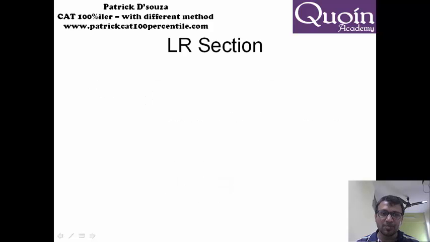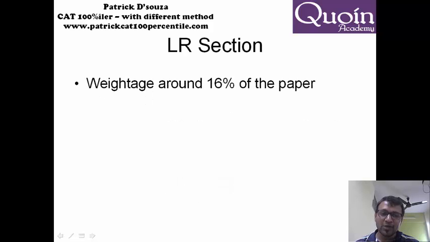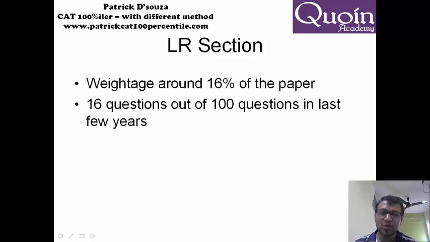So what is the logic section? If you look at the weightage of the logic section, it is around 16% of the whole paper. In the last few years there have been 16 questions in the logic section out of a total of 100 questions.